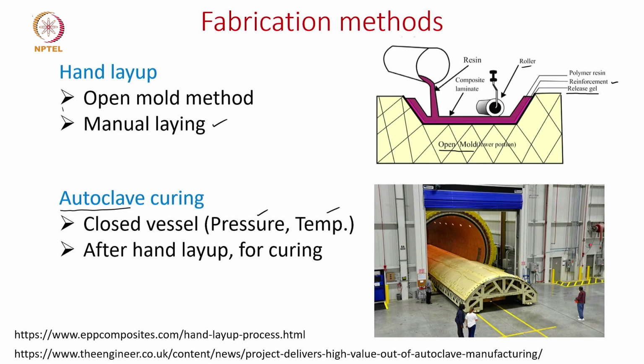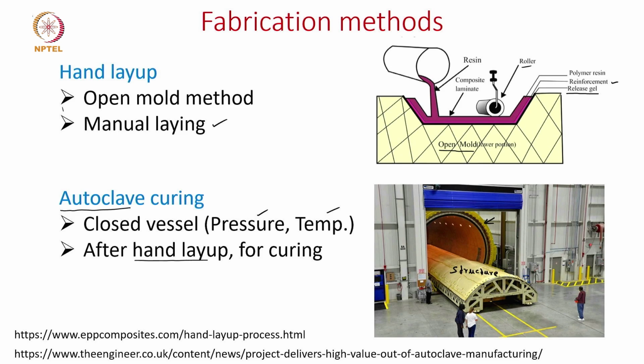So, an autoclave is a closed vessel where it maintains both pressure and temperature. In this figure you can see this is the autoclave and this is the structure that is being prepared in this autoclave. Of course, what you see here is a very big industrial size autoclave where a big structure could be prepared all in one go. But usually the laboratory autoclaves are more compact, so they are restricted to preparing smaller components of composites.